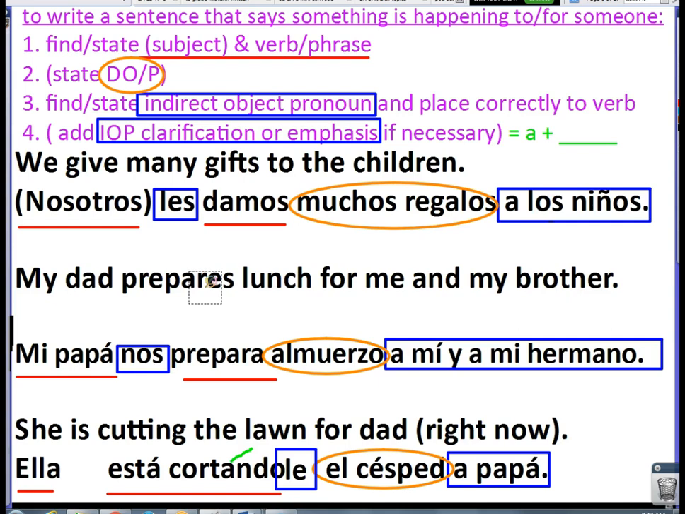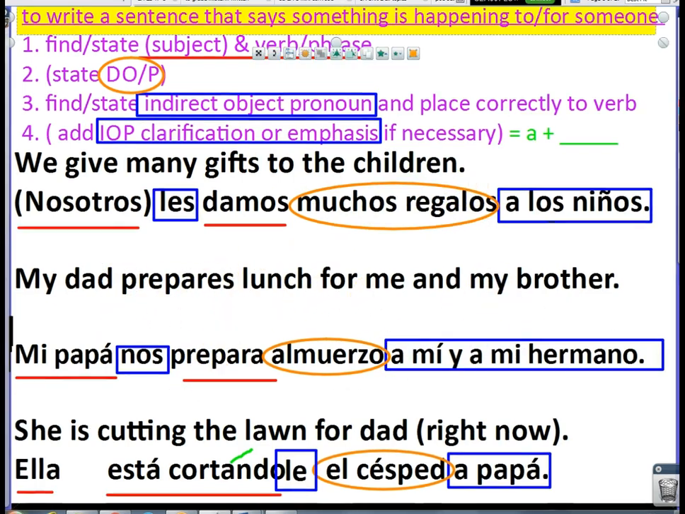And that's a little bit of practice with writing sentences with just an indirect object pronoun and not a direct object pronoun, which is going to be what we're going to be doing next, two object pronouns in the same sentence. So we will be able to say, we give them to them, or my dad prepares it for us, and things like that.